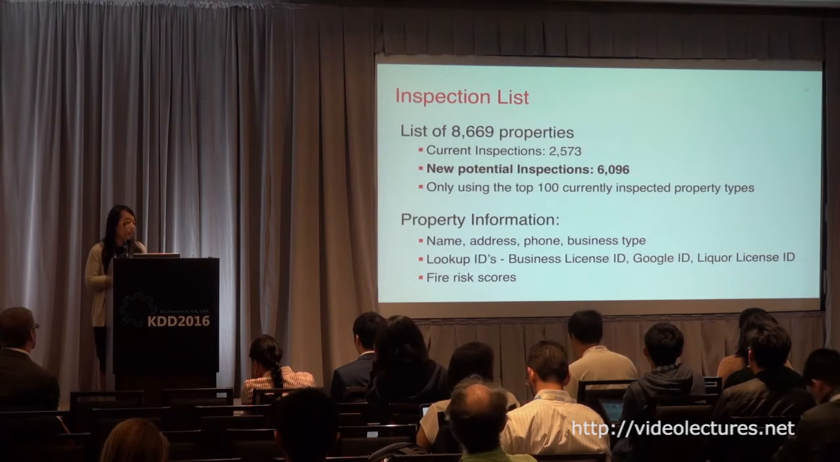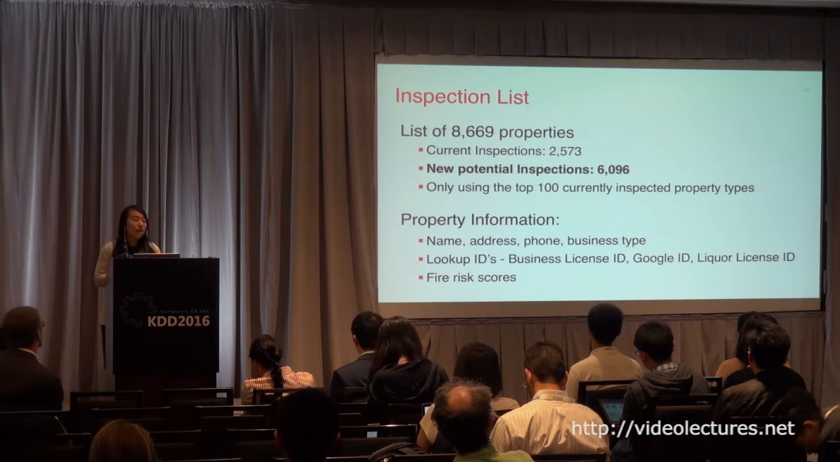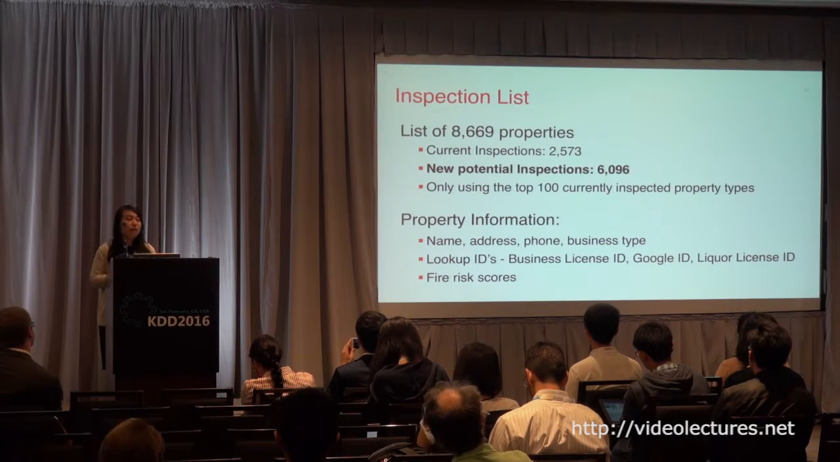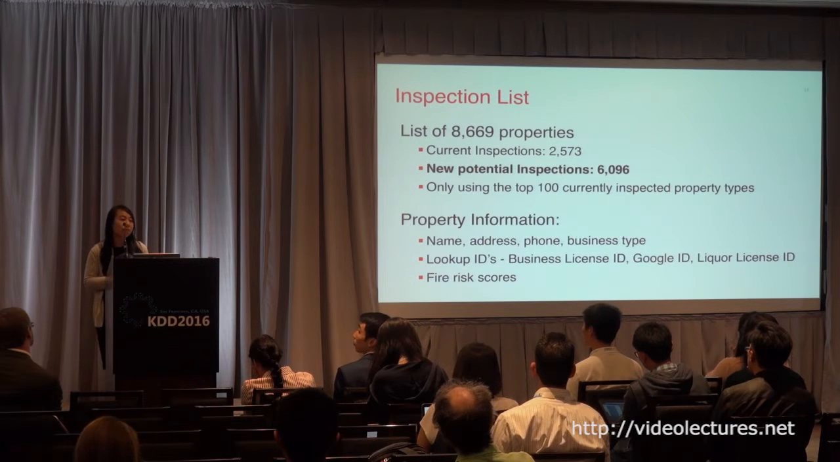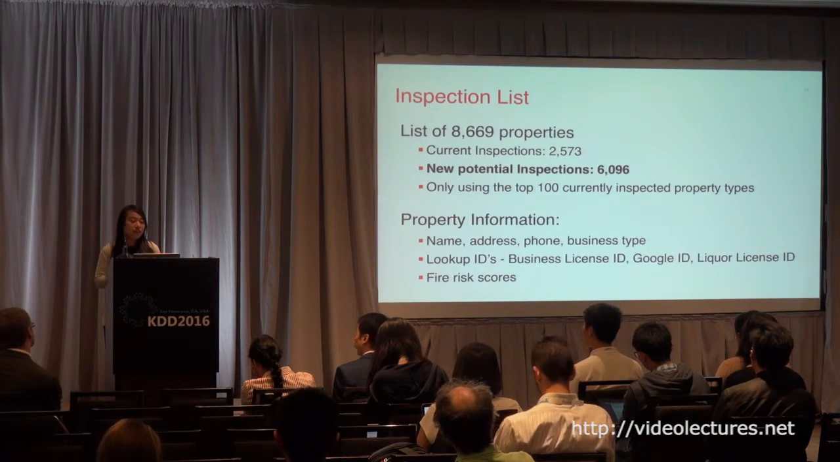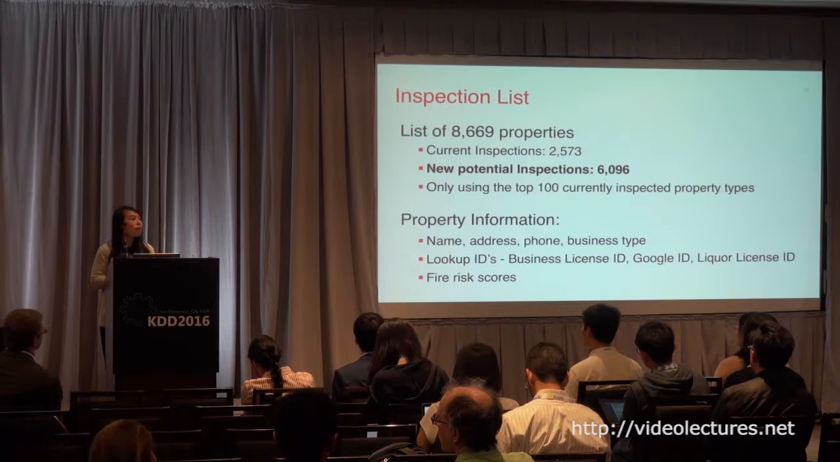So the eventual list we provided them also included the property names, address, phone number, and business types. In addition to that, we also maintain the unique ID numbers from different business data sets, so that in the future, if they need more information, they don't have to go through the text matching process we went through just to identify them, and can directly use those unique numbers.